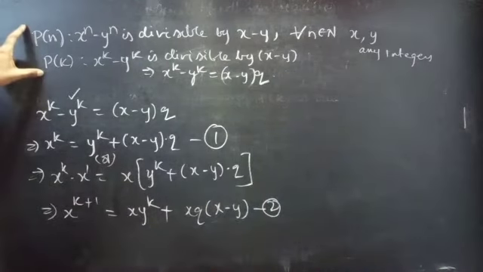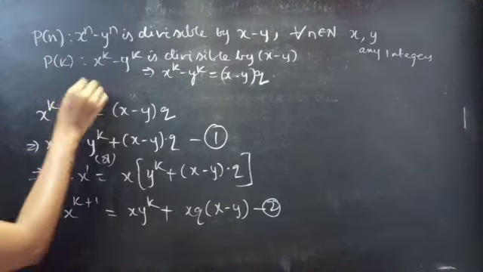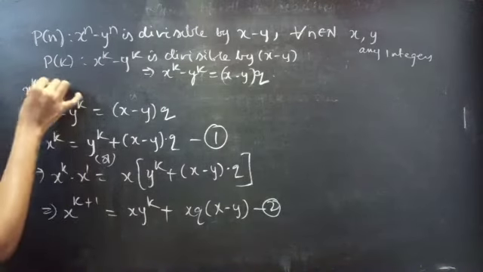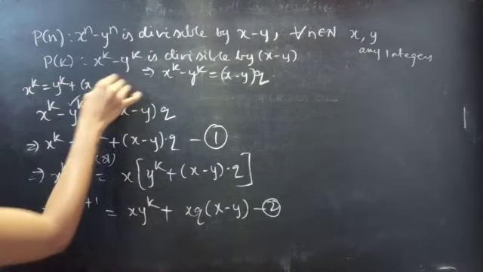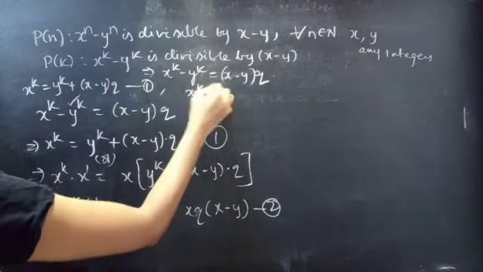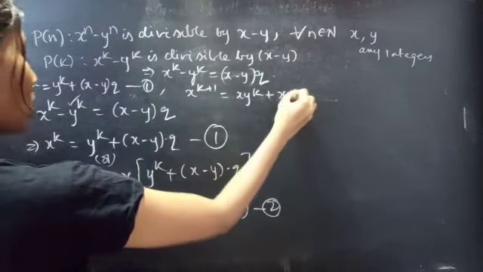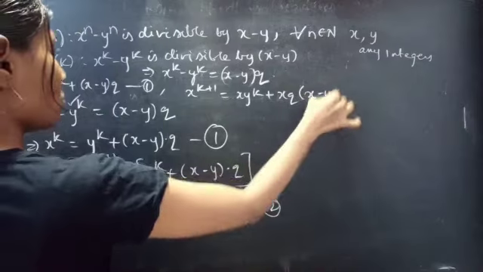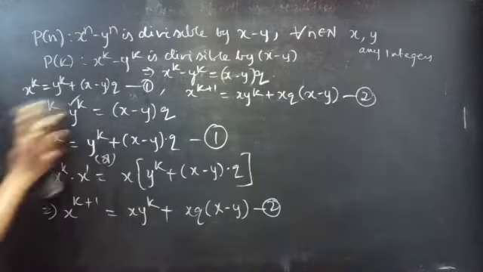So from the assumption we'll get two equations: x power k equals y power k plus (x minus y) into q, which is our first equation, and x power k plus 1 equals x y power k plus x q into (x minus y), which is our second equation.